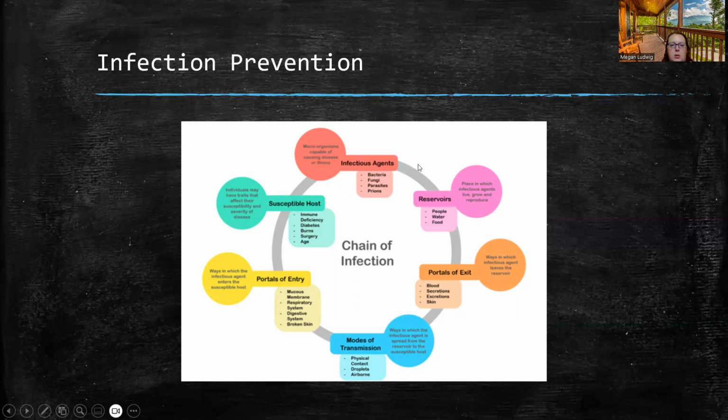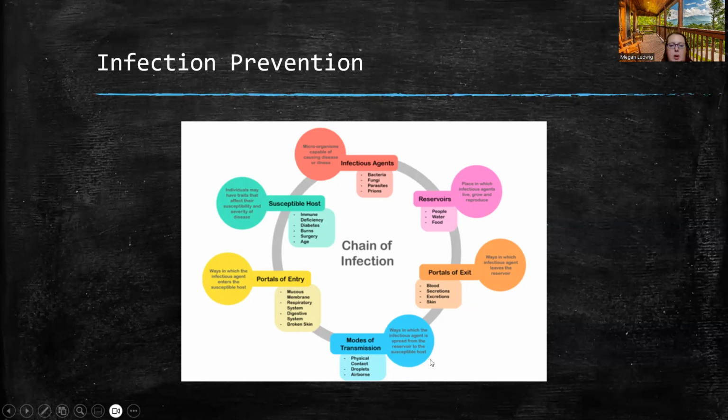We're going to go clockwise here. It's going to go into a reservoir. Okay, people, food, water, whatever. So the place in which the infectious agent lives, grows, and reproduces. From the reservoir, it's going to exit that reservoir. Okay, ways in which it leaves that reservoir could be blood, secretions, excretions, skin. Okay, from there, it's going to find a way to go to a susceptible host, the next person down the line.